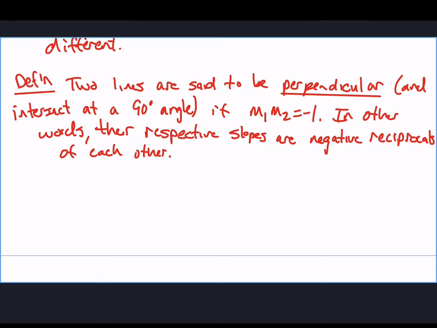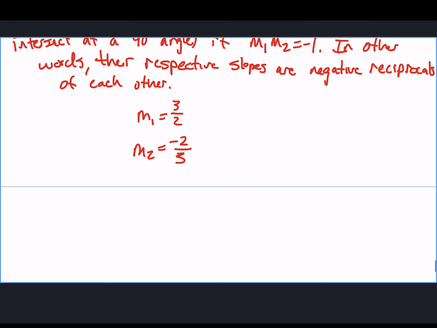So in practice, what that really means, let's say I had a slope of 3/2. What would my second slope have to be? -2/3. Why is it -2/3, Tiffany? So you flip it and change the sign, right? It's just the negative reciprocal. Change sign, reciprocal means flip.